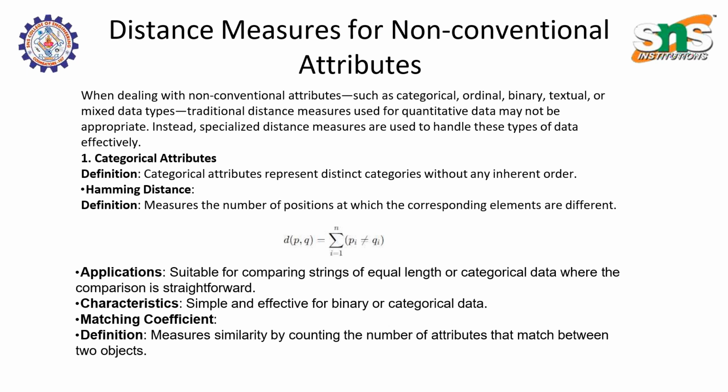D(p,q) is equal to the sum from i equal to 1 to n of indicator p_i not equal to q_i. The application is suitable for comparing strings of equal length or categorical data where the comparison is straightforward. The main characteristic is that it is simple and effective for binary and categorical data. The matching coefficient measures similarity by counting the number of attributes that match between two objects.